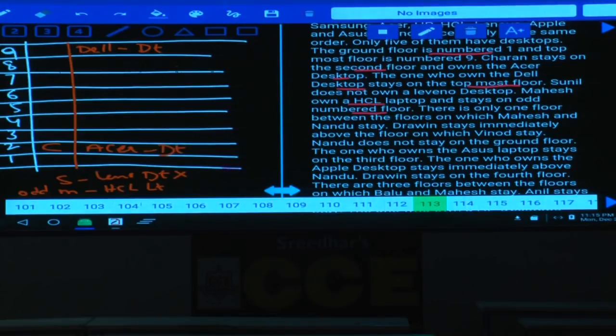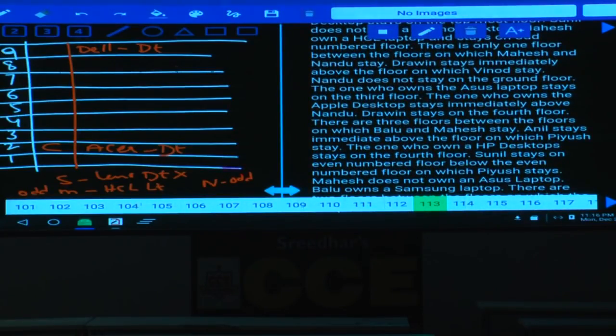There is one floor between the floors on which Mahesh and Nandu live. Mahesh and Nandu, how many floors are there between them? There is exactly one. As there is exactly one between these two, Nandu must also stay on an odd number floor, because Mahesh is on an odd number floor. So Mahesh and Nandu are staying on odd number floors only, with only one floor between them.